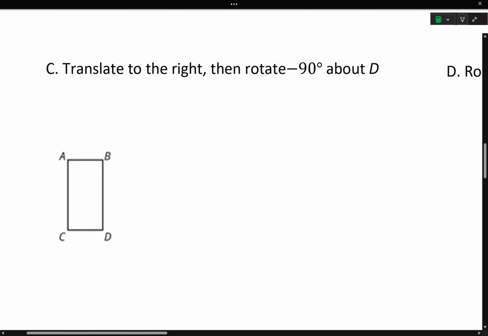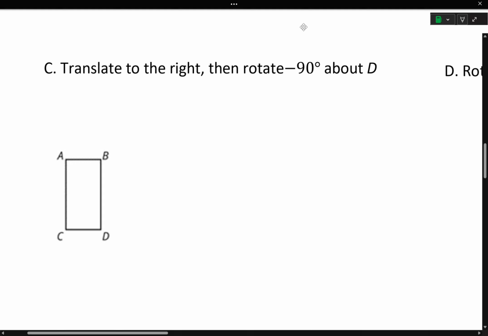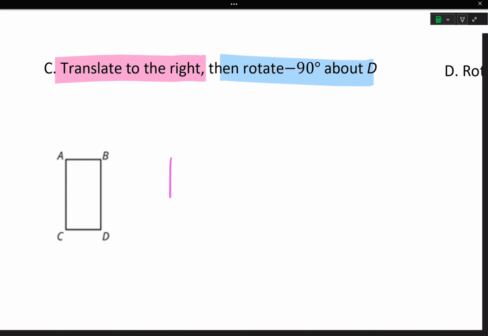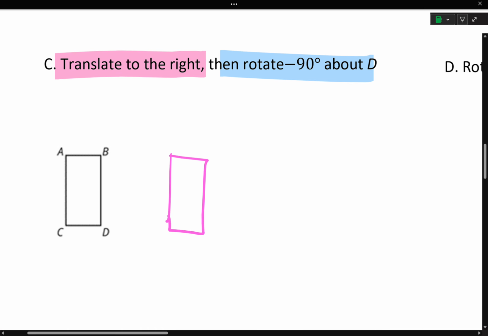Letter C. First, we're going to translate to the right, and then we're going to rotate 90 about D. Okay. Oh, well, here it is on the right. Now we're going to rotate it negative 90, so clockwise. Clockwise is this way. Let's start with this point.